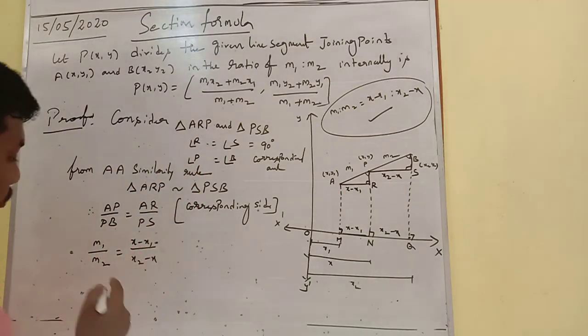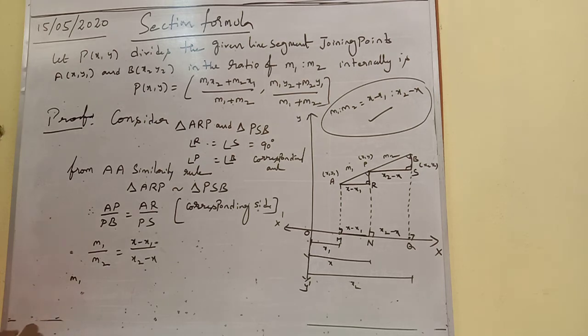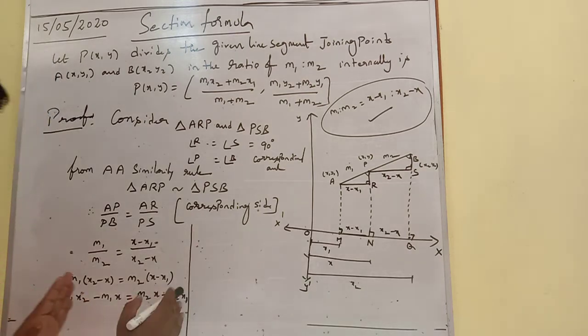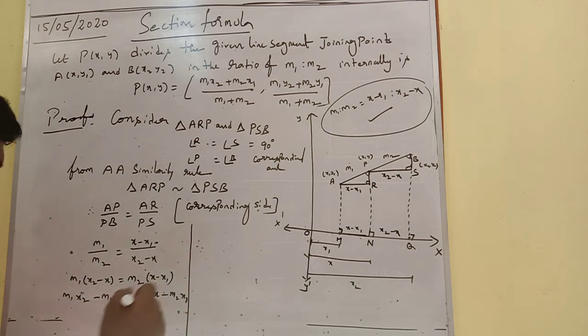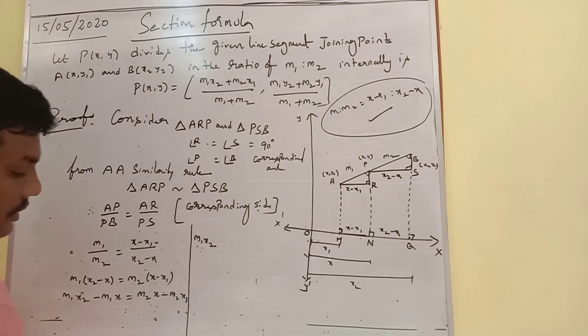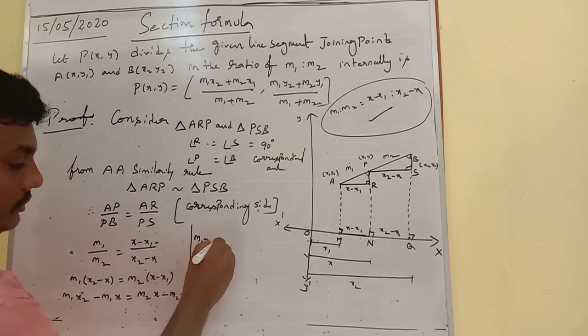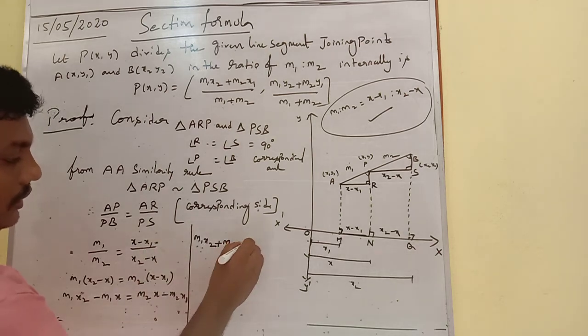Now we have to do the cross multiplication. M1 into x2 minus x is equal to M2 into x minus x1. So M1x2 minus M1x is equal to M2x minus M2x1. Take the x values to one side. We transpose the M2x1 term to the left side, so the minus term becomes plus M2x1.